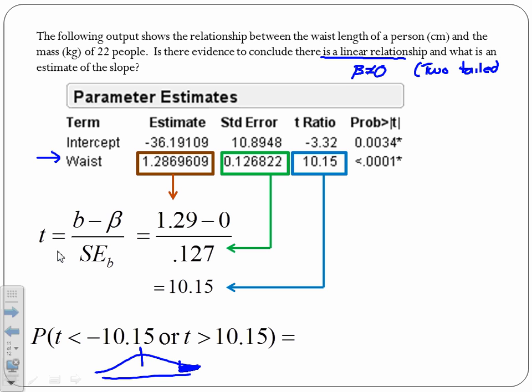So this area, right, we're 10.15 standard deviations away from the mean, which is pretty far away, but for the sake of this problem, that's a two-tailed test. And that probability is also given to you. So we can now draw a conclusion. We didn't actually have to go to the calculator. We didn't have to do any work for it. It was all given to us pretty quickly.